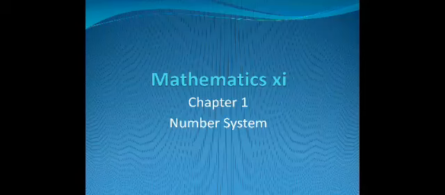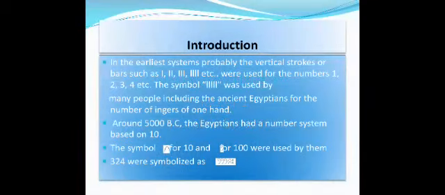Today we start chapter number 1, number system, introduction. First of all, we start with the numbers. In the beginning, numbers were written like bars: one line for one number, 2 bars for two numbers, 3 bars for 3 numbers, and so on.